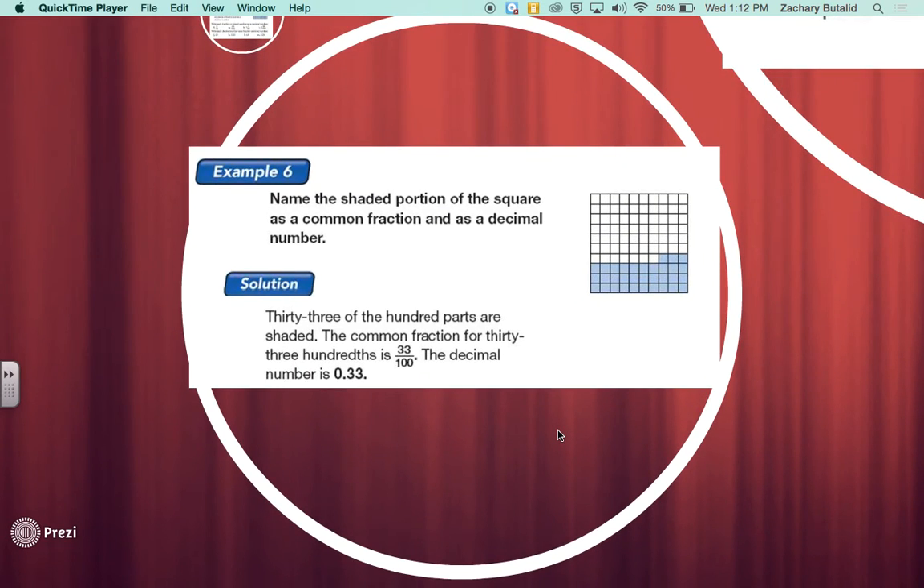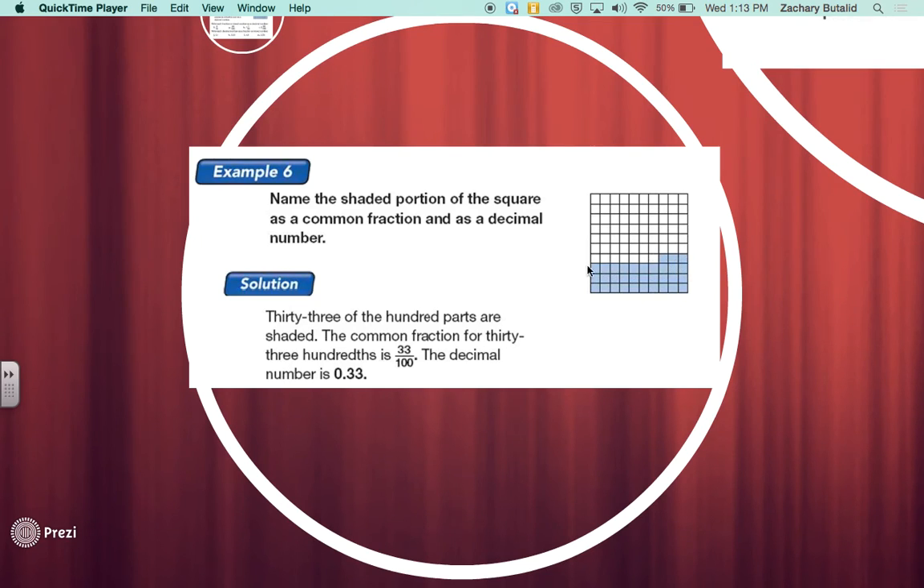Now in example number 6, we're going to name the shaded portion of the square as a common fraction and as a decimal number. And in order to do this, I'm just going to tell you an easy way to count, so you don't have to count each individual square. This is going to be a hundredths square, okay? So what we're going to do is count how many we actually have in this hundredths square, and each row is worth 10. So we have 1, 2, 3 rows that are totally full. So that's going to be 30 plus 3 more, 1, 2, 3.